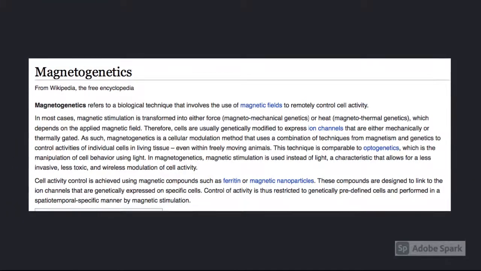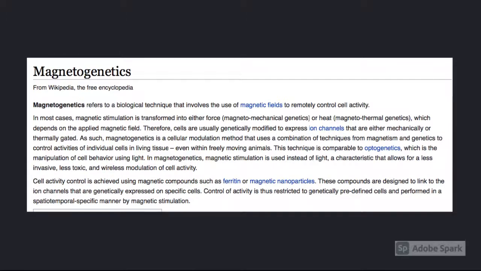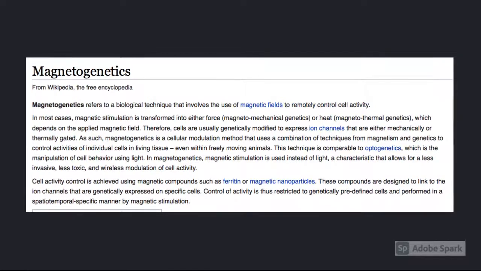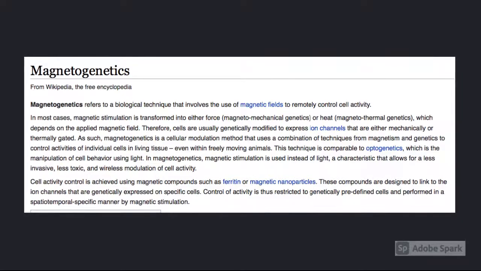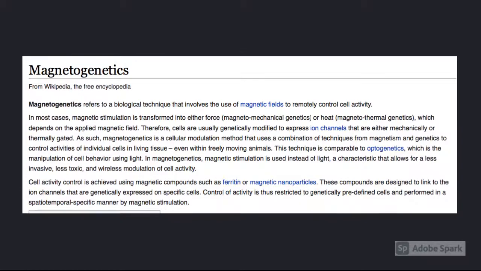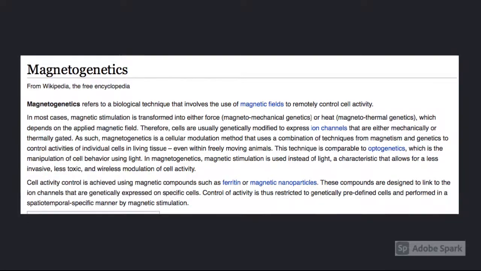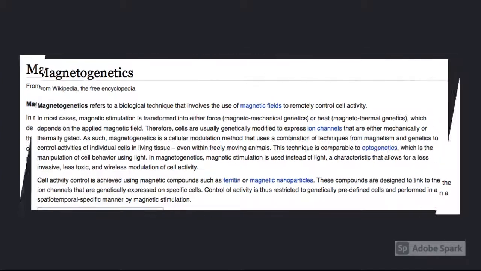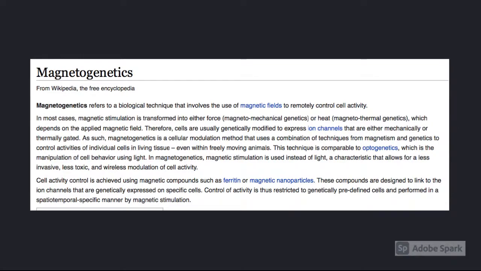Magnetogenetics refers to a biological technique that involves the use of magnetic fields to remotely control cell activity. In most cases, magnetic stimulation is transformed into either force (magnetomechanical genetics) or heat (magnetothermal genetics), which depends on the applied magnetic field. Therefore, cells are usually genetically modified to express ion channels that are either mechanically or thermally gated.